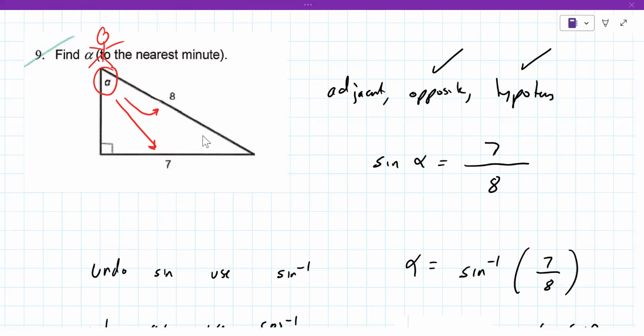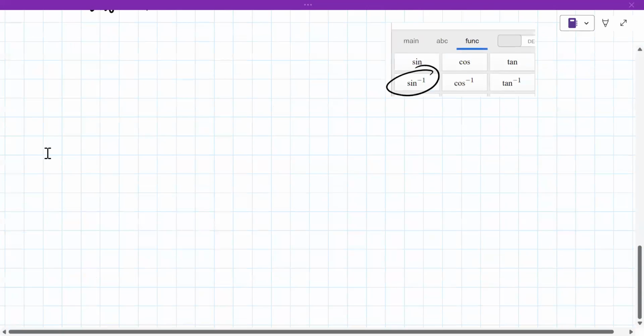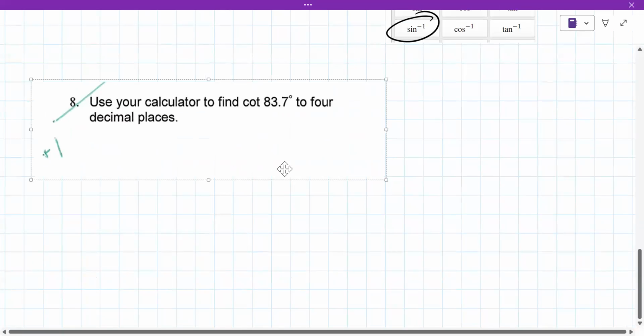Did you have something written down that I can't see because you got +1 on this one? No. Well, that was very kind of your teacher.